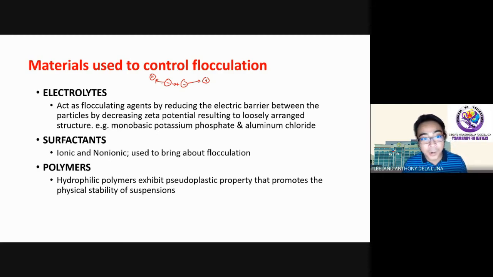Right? So, ayan siya. So, they act as flocculating agents by reducing the electric barrier between the particles by decreasing their zeta potential, resulting in a loosely arranged structure. So, hindi sila agad-agad nagdidikit. That's why basic potassium phosphate or aluminum chloride can be added as an electrolyte to prevent our suspensoids from creating flocs. Okay? Or to control the flocculation.